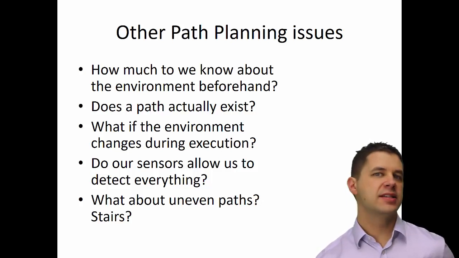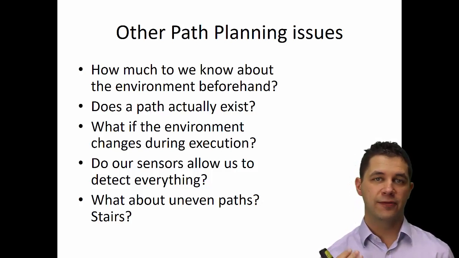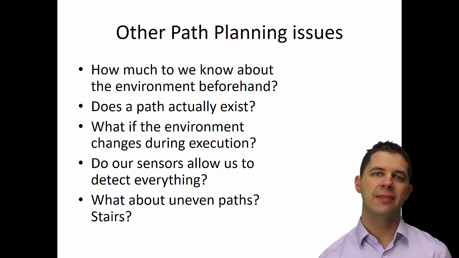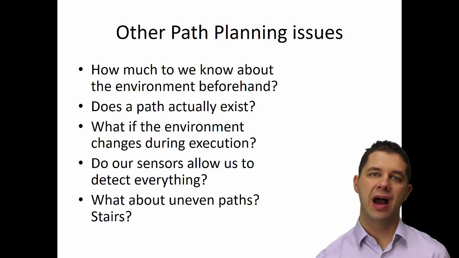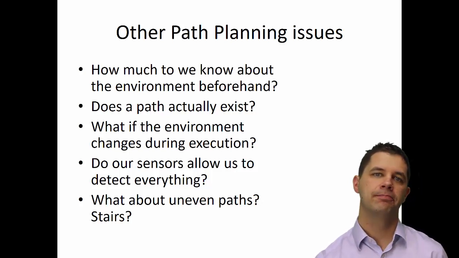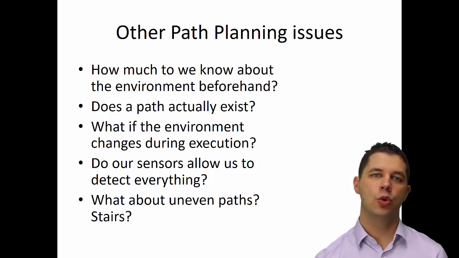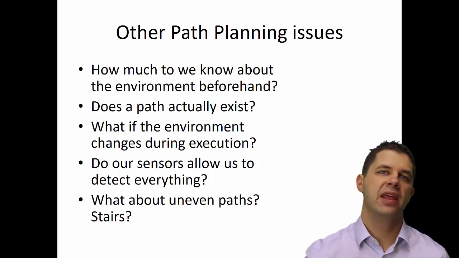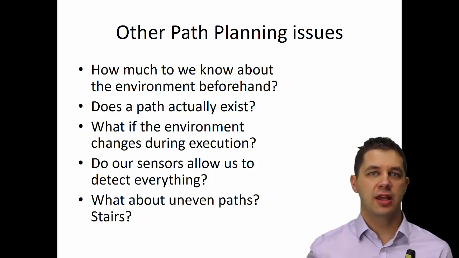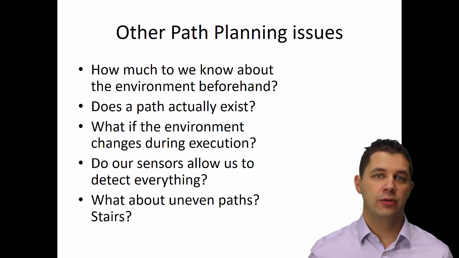And do our sensors allow us to detect everything? So are there things, for example, if we're using reflectance-based sensors or sensors using light, that don't reflect any light, and so our sensors don't actually detect them? Or are we using ultrasonic sensors where if we put a particular angle, we won't get any reflection back? What about other things like uneven paths where odometry becomes an issue? Or what about stairs and things like that? There's all sorts of path planning issues that can crop up and can cause our path planning to actually fail.